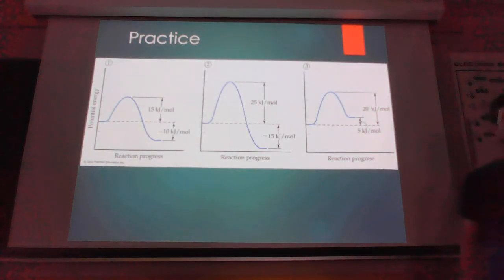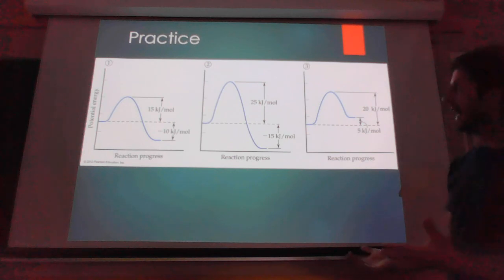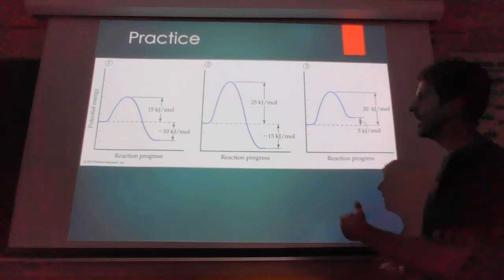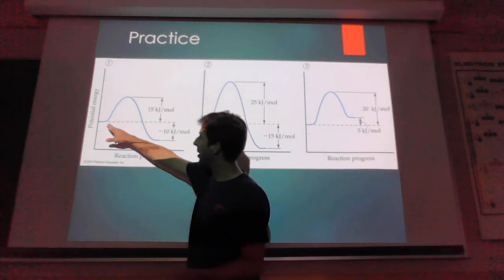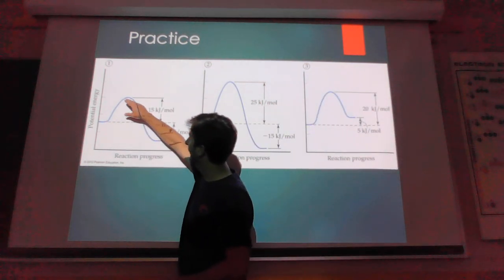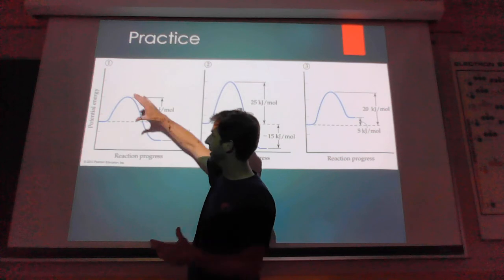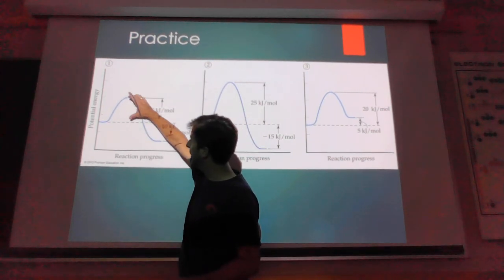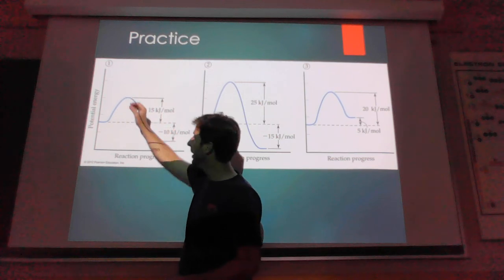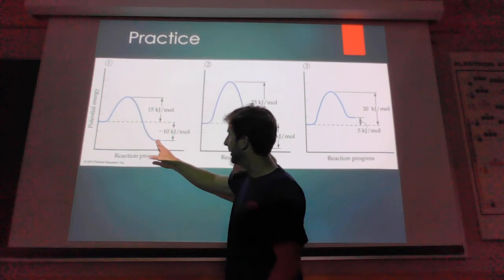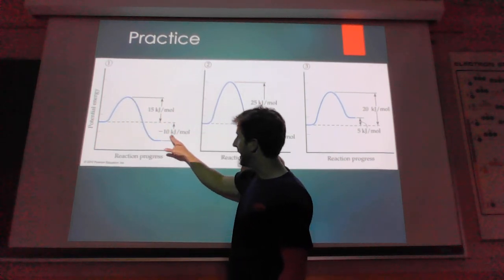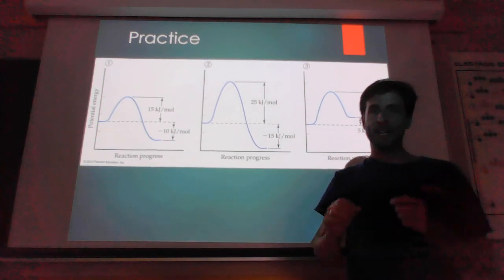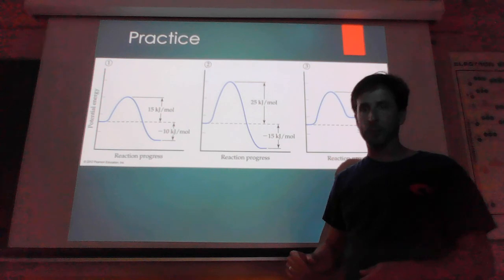So if we look at three different reaction energy profiles, the first one, from my starting point, goes up that high on the scale that's given, that's 15 kilojoules per mole. From the starting point to the top of the hill, that's the activation energy. And then from the beginning to the end, it goes down by 10 kilojoules per mole. So that's an exothermic reaction. Delta H would equal negative 10 kilojoules per mole.